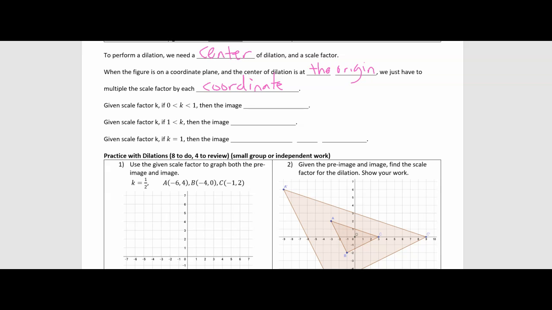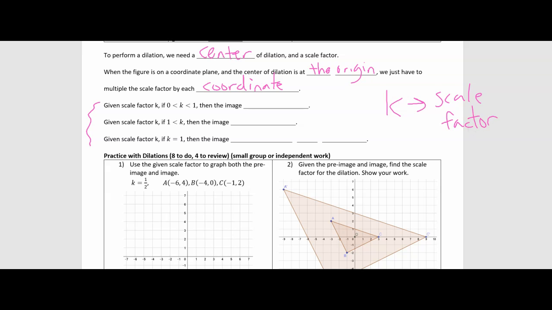But if we know the coordinates of the pre-image and we know the scale factor, to figure out where the new shape or the new figure, or more precisely the image, should go, we would multiply each coordinate, so each x and y coordinate, by the scale factor to get the new points. Now there's 3 options for scale factors. It can be between 0 and 1, it can be greater than 1, or it can be equal to 1. And right here, k is what we're calling the scale factor.